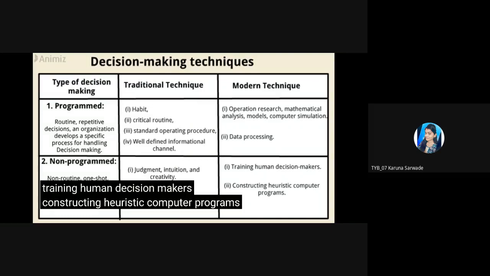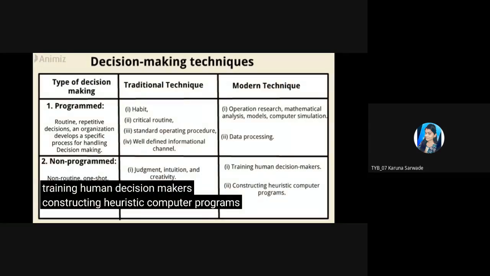So we have to follow the SOP, that is the standard operating procedure, given by the organization. We have to follow that process and complete the given task. This is our routine task for program decision making. Then a well-defined information channel. So we have to create a platform where we can find all the information regarding the organization in a simple manner.